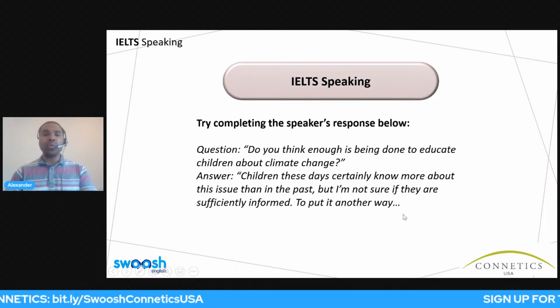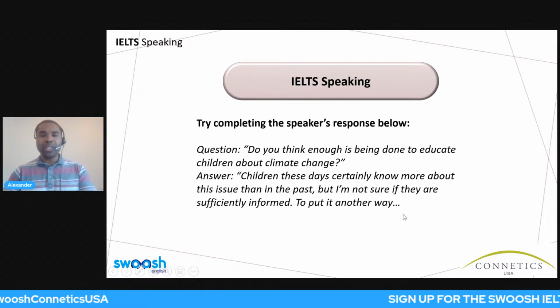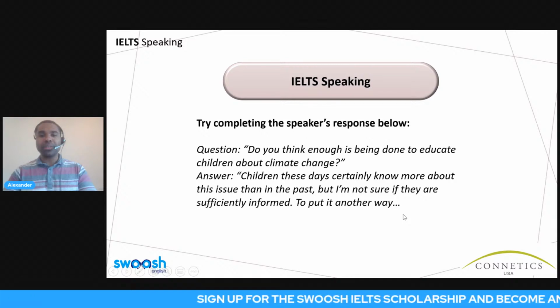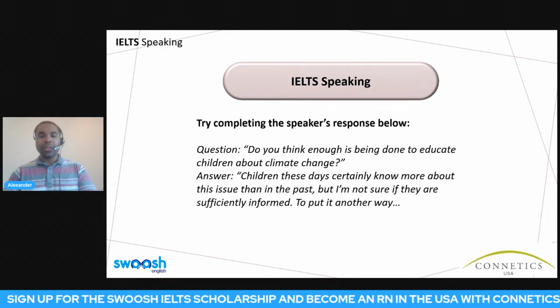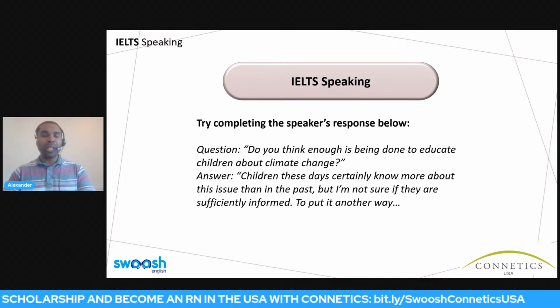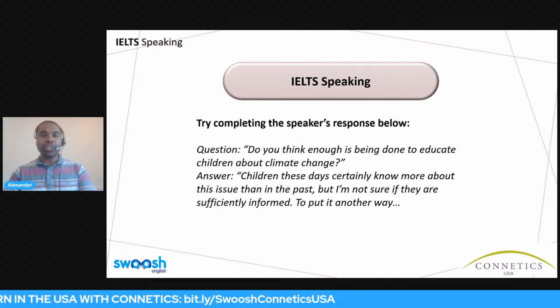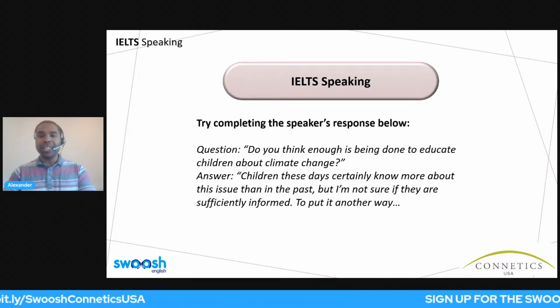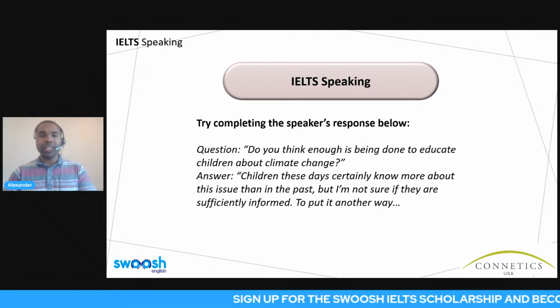To put it another way, so how could we finish this response? We've had a response to the question, which we can see there on the screen, but in order to complete the response, in order to provide a little bit more clarity, we've used this expression to put it another way. So how could the response be completed? Let me know in the chat box if you have some suggestions.